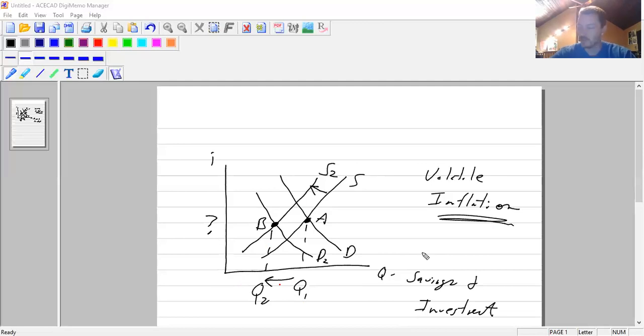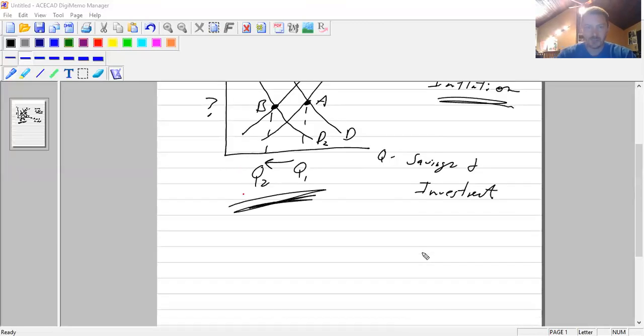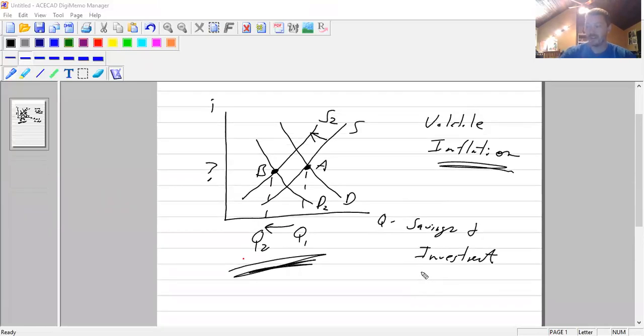This is a big deal. Remember, this savings and investment is an important driver of productivity in the economy in the long run. That investment is how we get physical capital. That's how we acquire physical capital. That's how we improve productivity in the economy in the long run.